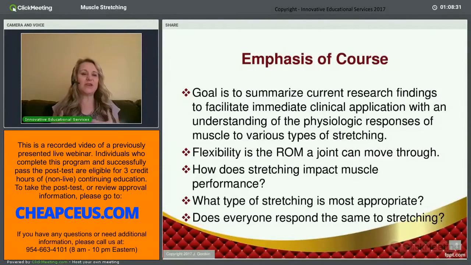And it brings up the question: what type of stretches should we be performing, and when during our therapy sessions should we be utilizing them? We're going to take a look at a lot of the different research that's out there.